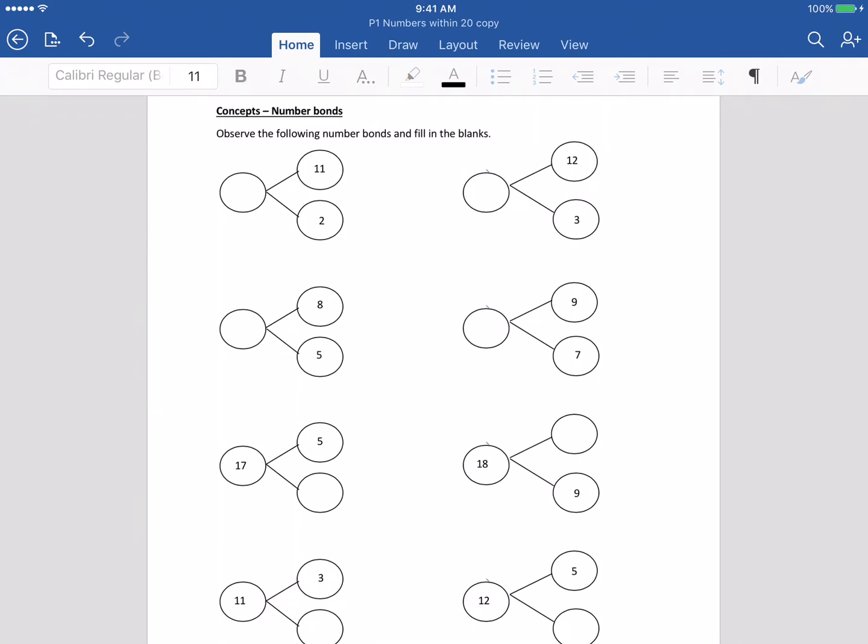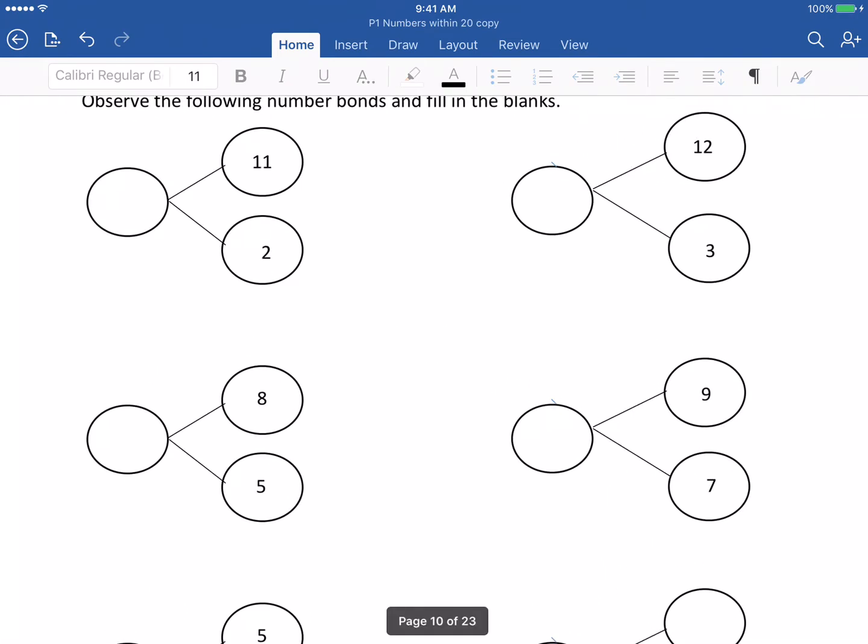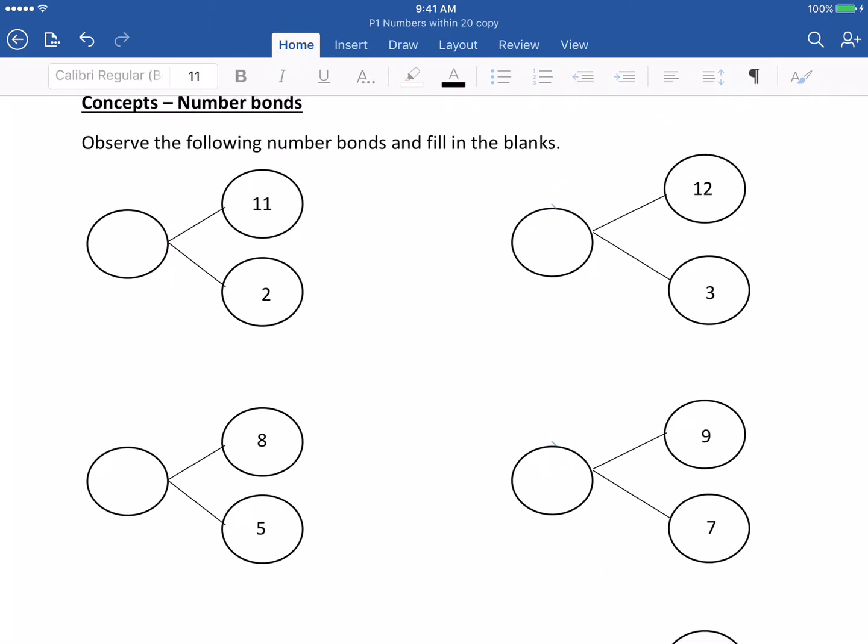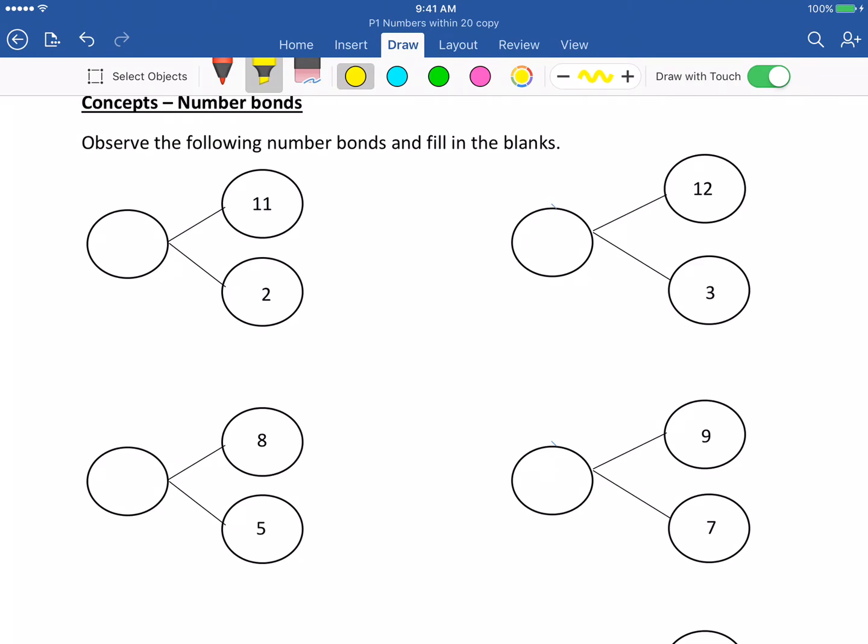Number bonds, I think we did in the previous chapter, but this time around we are doing numbers within 20. So the numbers will be greater as well. So let's try this one first. What is 11, 2, and this number here? How do we get this number here? Okay, the concept would be something like that.